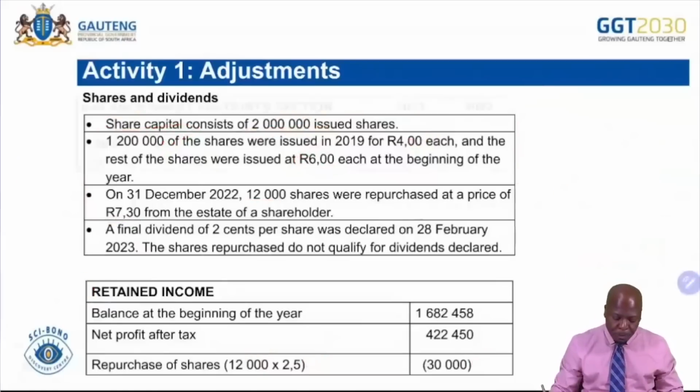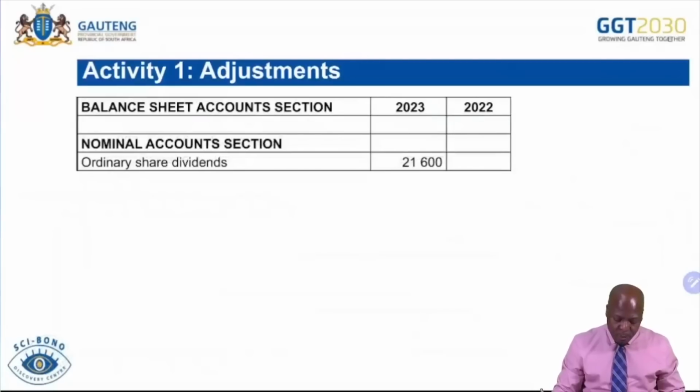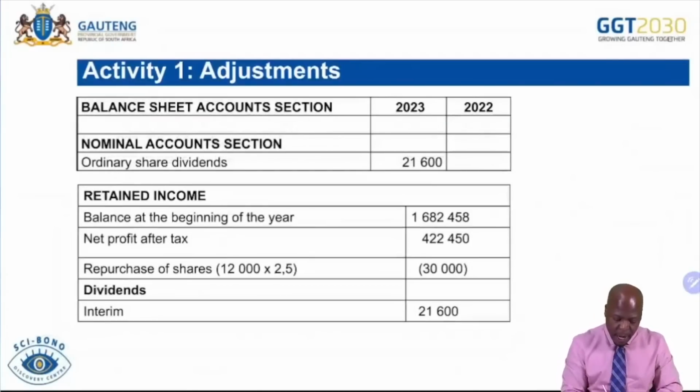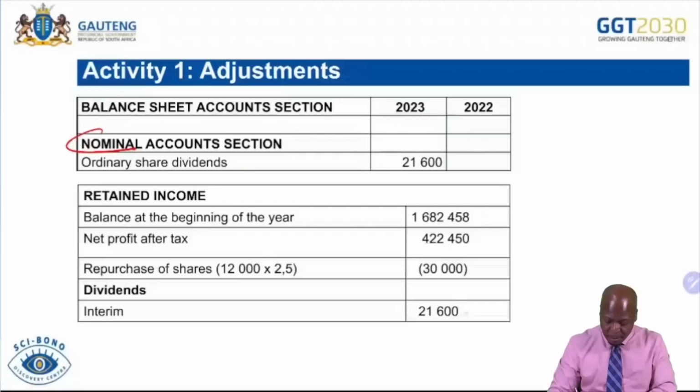Let's continue. We're then told ordinary share dividends. Okay, under nominal accounts, once we have ordinary share dividends under the nominal accounts, we know those are your interim dividends. So that was easy. 21.6, we put it over there. Let's go to the next one.